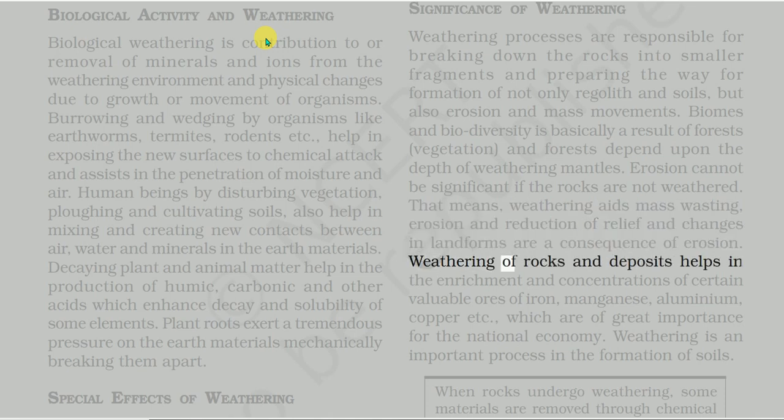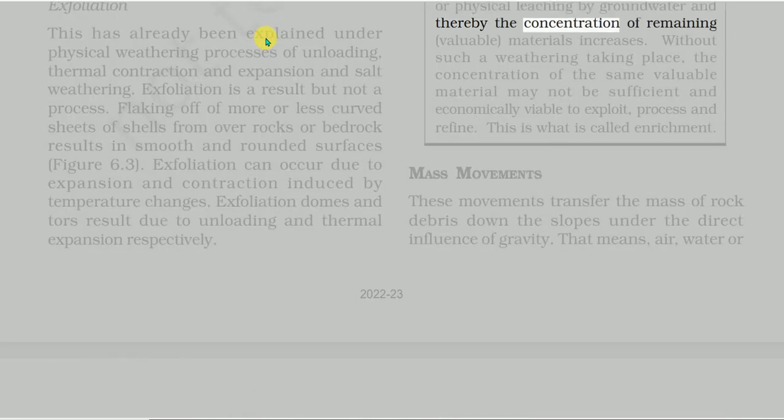Weathering of rocks and deposits helps in the enrichment and concentrations of certain valuable ores of iron, manganese, aluminium, copper, etc., which are of great importance for the national economy. Weathering is an important process in the formation of soils. When rocks undergo weathering, some materials are removed through chemical or physical leaching by groundwater, and thereby the concentration of remaining valuable materials increases. Without such a weathering taking place, the concentration of the same valuable material may not be sufficient and economically viable to exploit, process and refine. This is what is called enrichment.